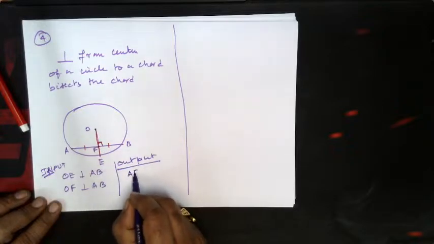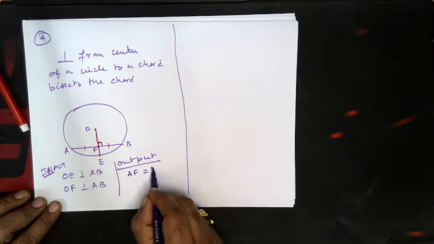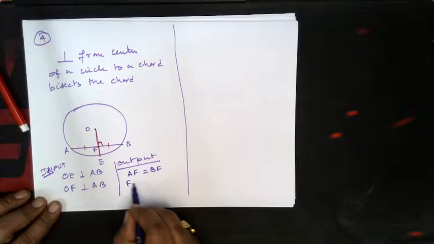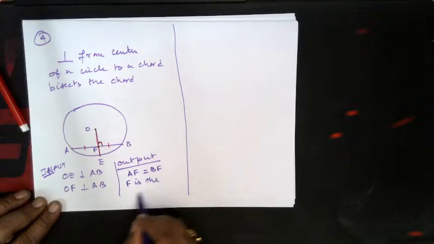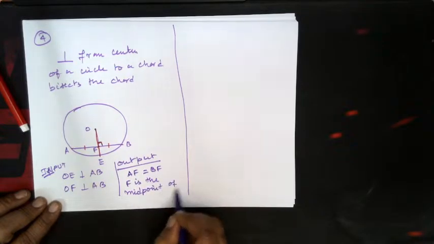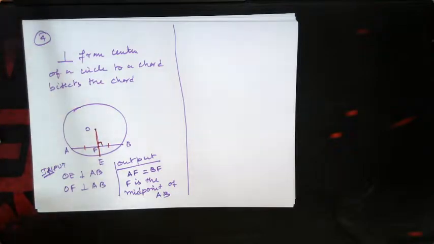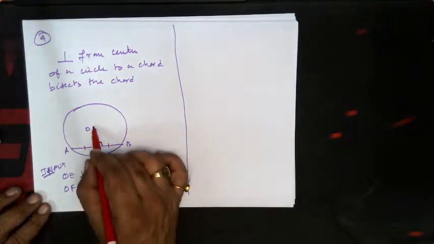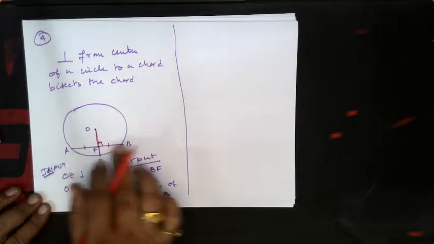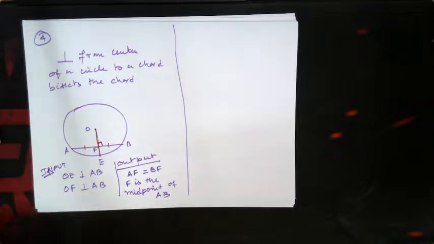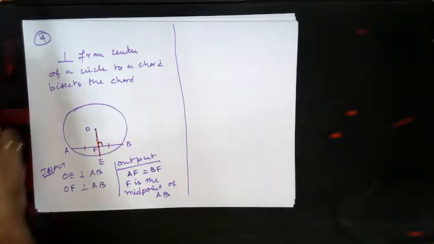AF is equal to BF. It means F is the midpoint of what? AB. So do you understand this? So F is the midpoint of AB. It means this OF divides equally the chord AB. Do you understand? Right, please note down. Now let us move to the next point.